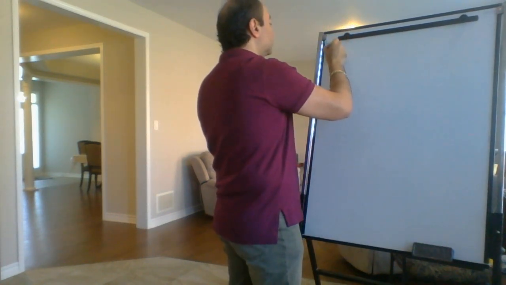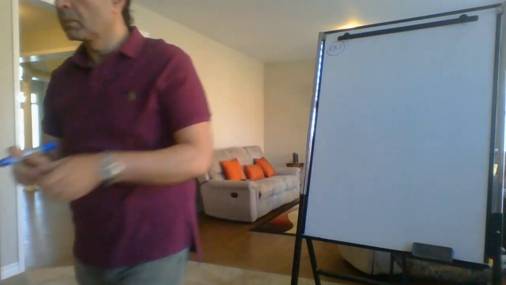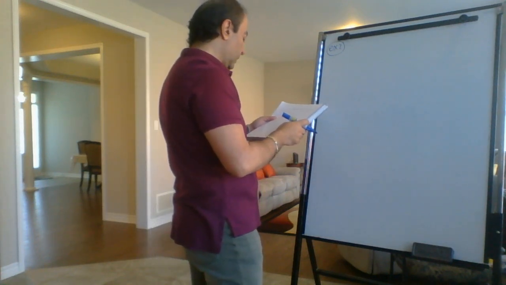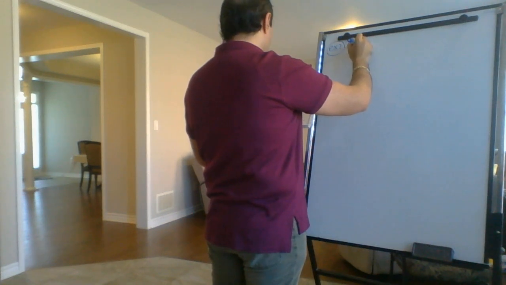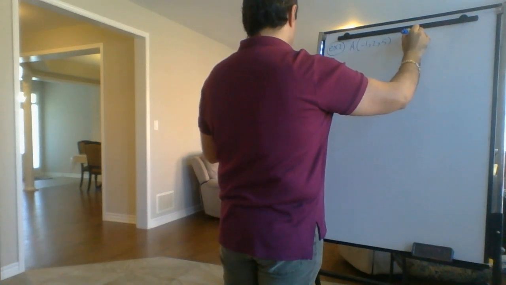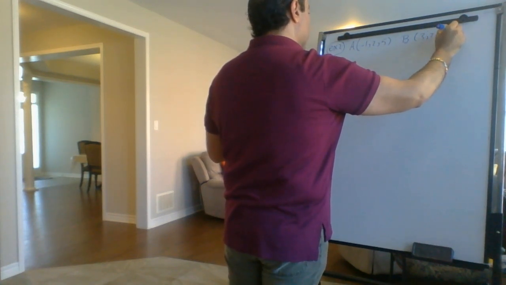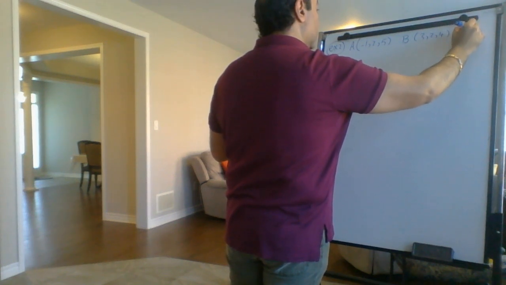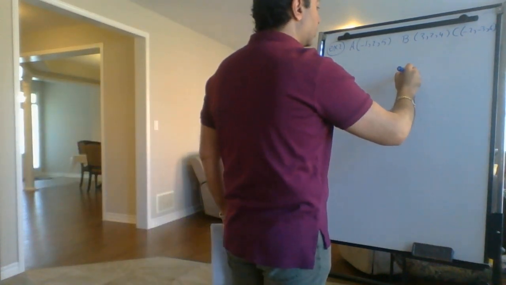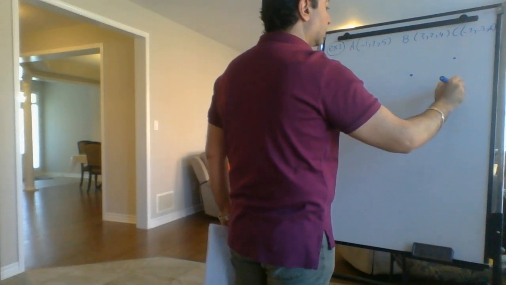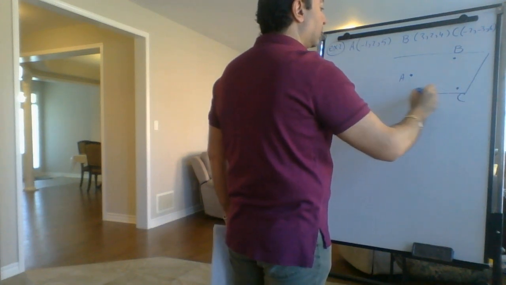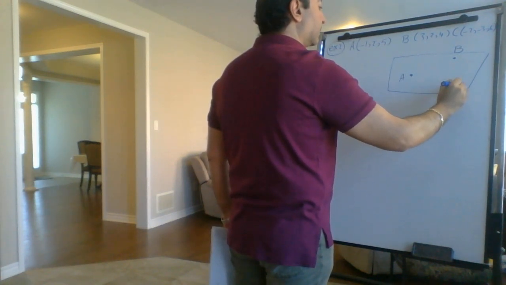Example 2. Determine the Cartesian equation of a plane containing 3 points. This time they give us 3 points. A is (-1, 2, 5). B is (3, 2, 4). C is (-2, -3, 6). So in this case, they give us the coordinates of 3 points on the plane, A, B, and C, and they need us to find the Cartesian equation of this plane.